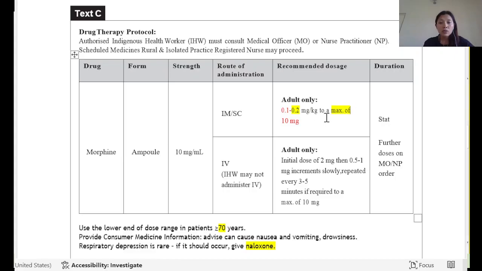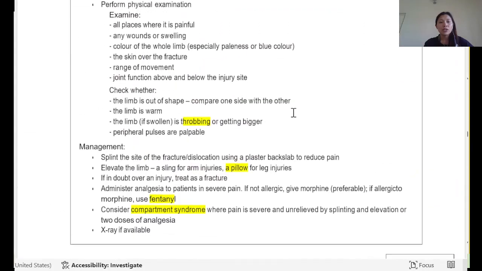This is per kg, with a maximum of 10 mg. If the patient's weight is 40 or 50 kg, based on that, the 10 mg is the last dosage they are talking about, not the per kg dosage. The question is about the per kg dosage, so you should match the question with the answer. So you will get 0.2 in my case.